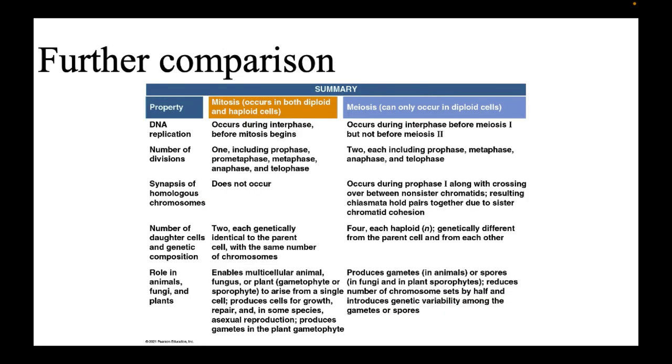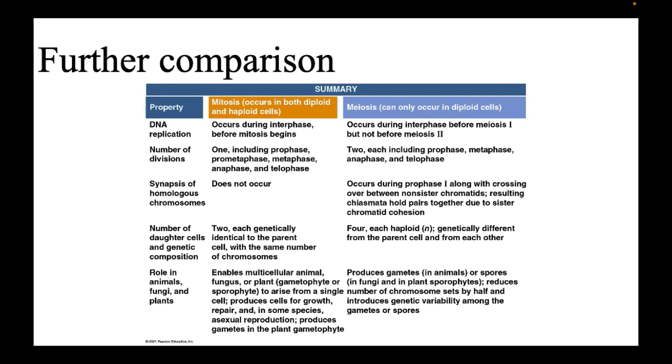Help you out? Let's do a little bit more. For both mitosis and meiosis, you have to replicate your DNA. So it turns out that has to happen. Mitosis has one division. Meiosis has two divisions. Mitosis does not have any of that synapsis stuff. We never pair up the chromosomes. We have no crossing over. There are no tetrads. There is no recombination in mitosis.